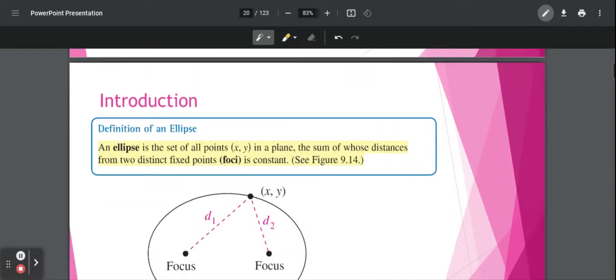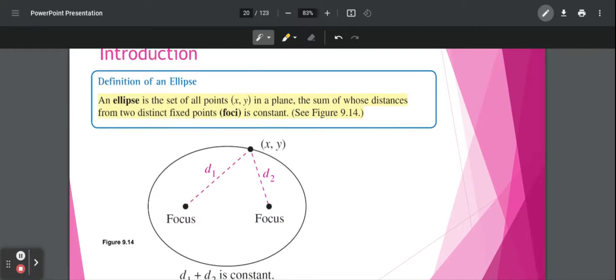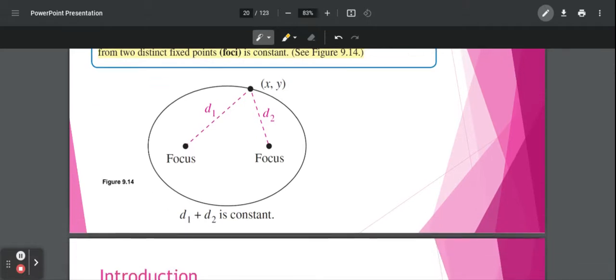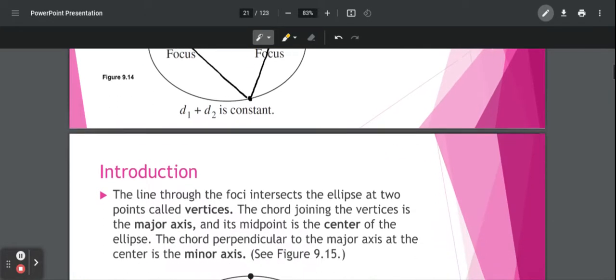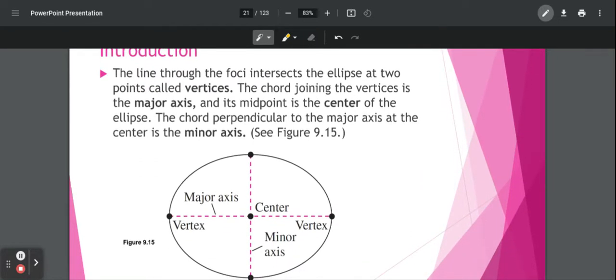So for your formal definition of an ellipse, it's a set of all points in a plane, and the sum of whose distances from two distinct fixed points, which are your foci, is constant. So any two that you came up with. If we picked another point here and did the distance here plus the distance here, it would be the same as if you picked this point here and did this distance plus this distance the whole way around. So the line through the foci intersects the ellipse at 2 points called the vertices.